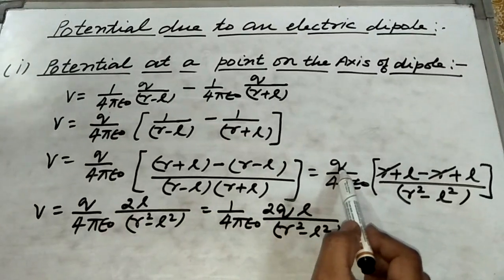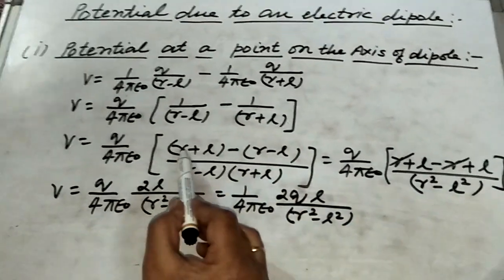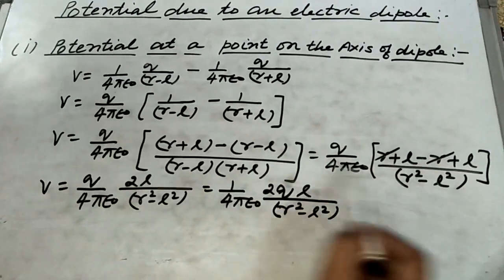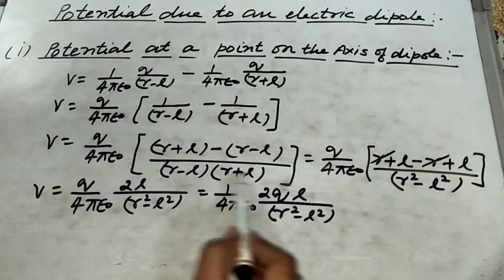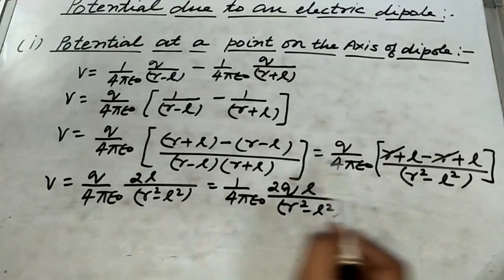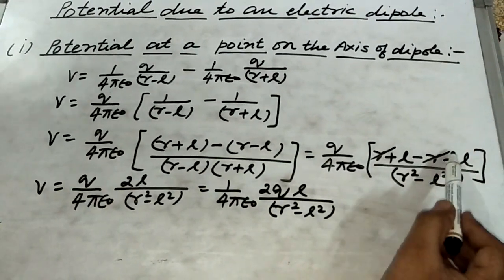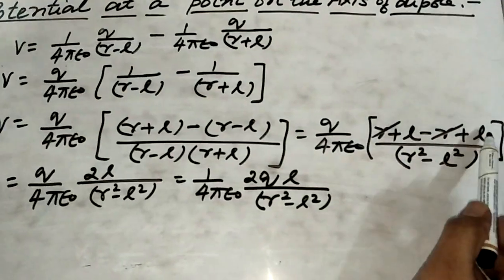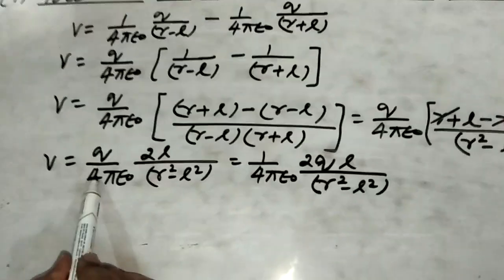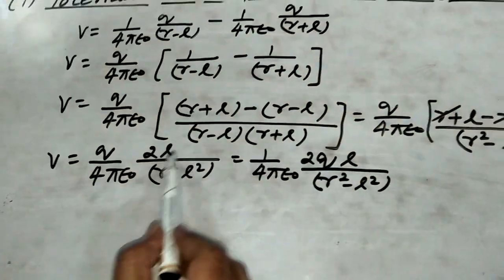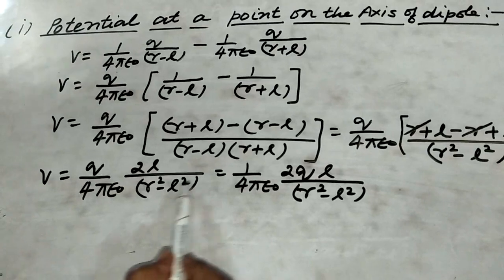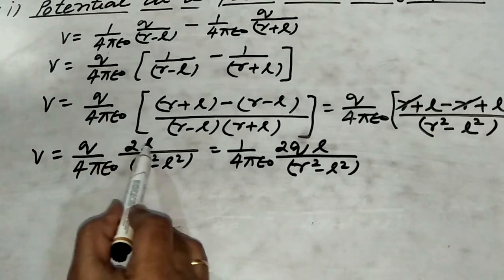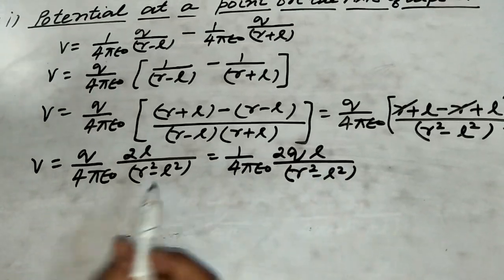And simply when you solve it, you will get q upon 4 pi epsilon naught, r plus l minus r plus l, minus minus plus, and a minus b times a plus b, it means r minus l into r plus l becomes r square minus l square. Here plus r is cancelled by minus r, and l plus l becomes 2l. So you can write V is equal to q upon 4 pi epsilon naught, 2l upon r square minus l square. Or finally you can write 1 upon 4 pi epsilon naught, 2ql upon r square minus l square.